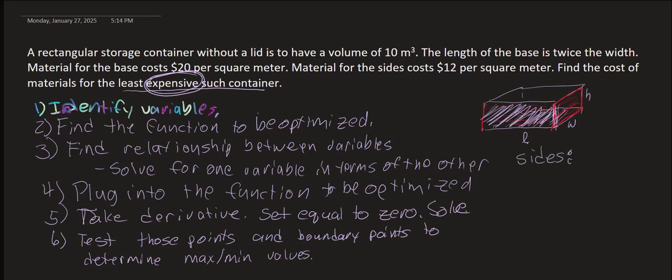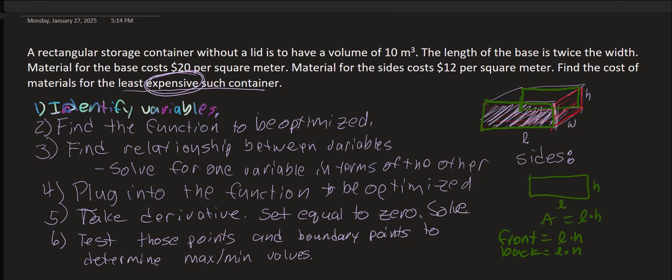So the area of this front here, the area of the front is the same as the area of the back. And so those are going to look like this. They'll have the length and the height. So the area will equal the length times the height. And I have two of those. So the front is length times height. The back is length times height.